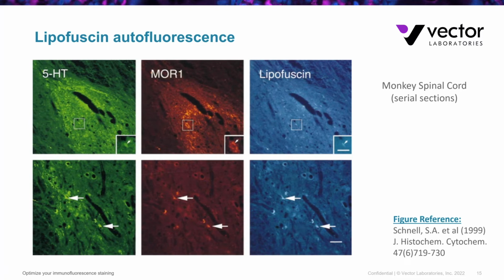But lipofuscin itself is an accumulation of lipids and other material in aged mammalian central nervous system tissue primarily, such as brain and spinal cord. And these sections here are from a monkey spinal cord material. And if you're working on neurodegenerative diseases, Alzheimer's, Parkinson's, animal models like that, on those given tissues, you may encounter lipofuscin interference. And so what do you do in those given scenarios?